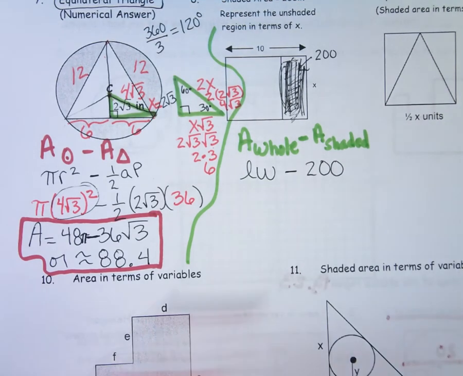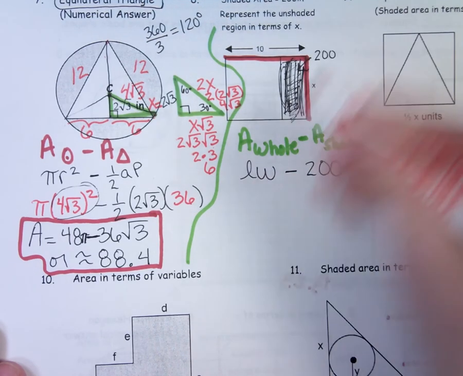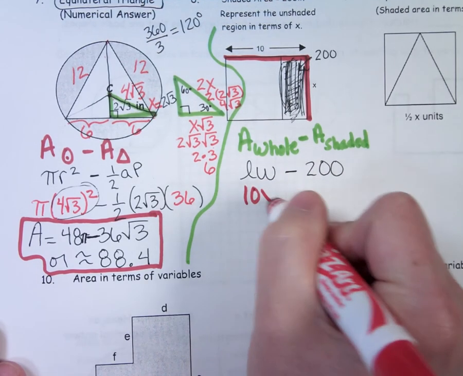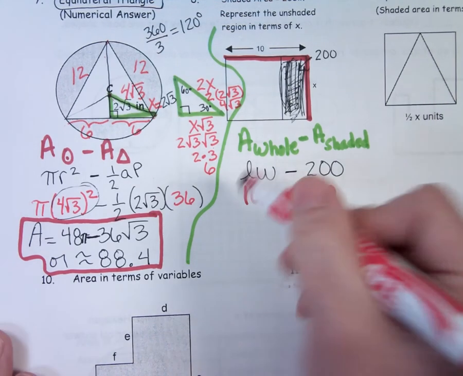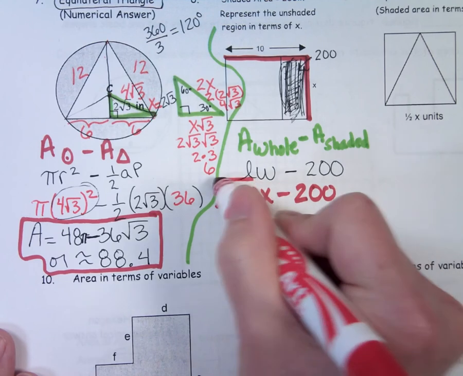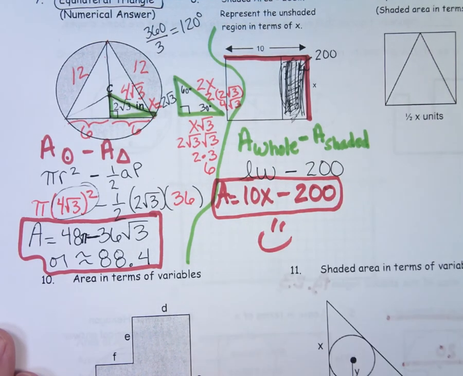Okay, now let's look at our rectangle. The length is 10, the width is x, so this would be 10 times x, or 10x, minus 200. And there it is. That's our unshaded region in terms of x. He was easy peasy. Let's give him a smiley face.